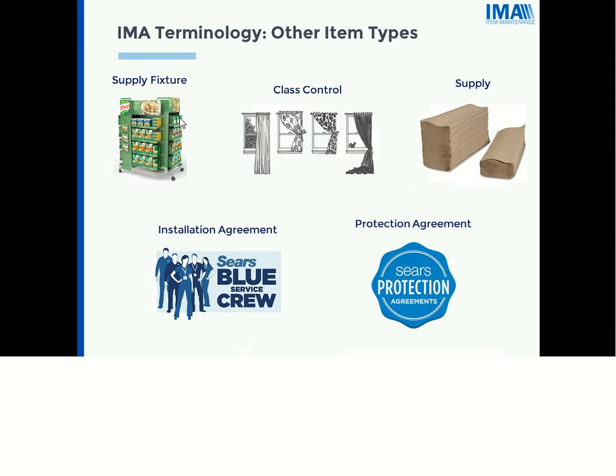Supply items, so any cleaning supplies, plastic bags with the registers, those all have to be built as a supply item in IMA so they can be ordered for the stores. And then installation agreements and protection agreements. So if you have a product such as a refrigerator or washer or dryer, these usually have installation agreements and protection agreement flags on the items, but those also have to actually be built as an item type so that they can be run up at the register.